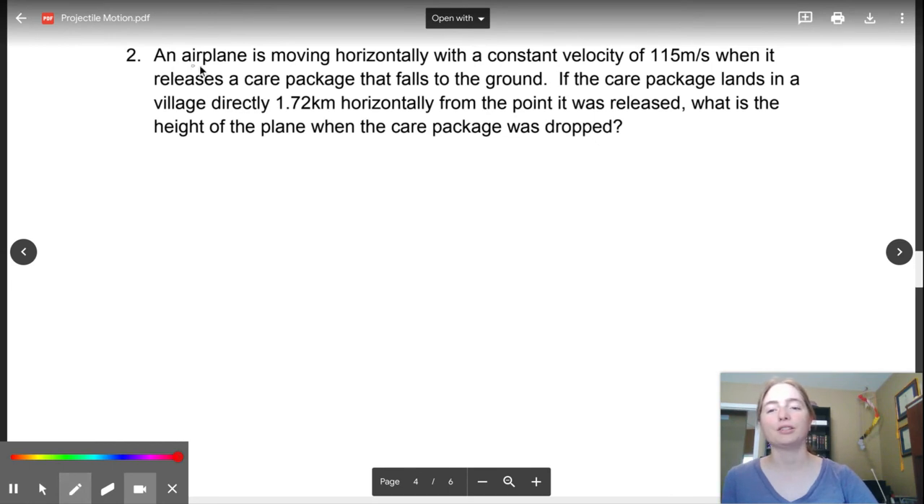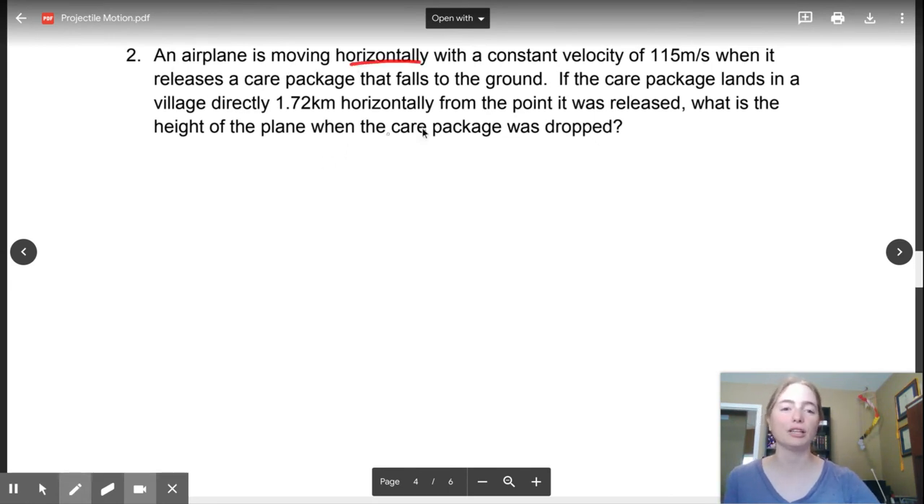Okay, so an airplane is moving horizontally with a constant velocity of 115 meters per second when it releases a care package that falls to the ground. Now remember, this care package is going to have the same horizontal initial velocity as the airplane when it drops. If the care package lands in a village directly 1.72 kilometers horizontally from the point it is released, what is the height of the plane when the care package is dropped?